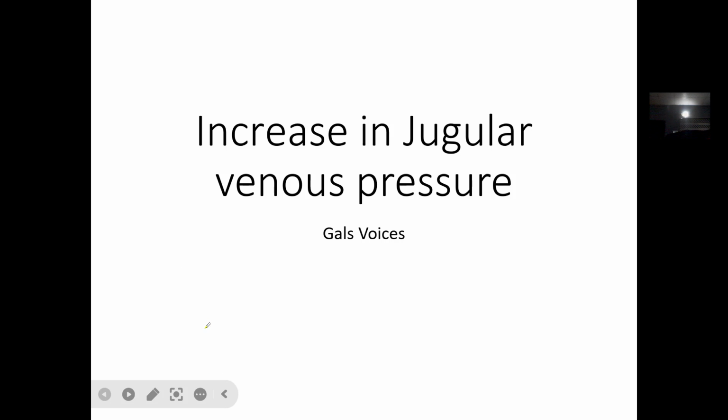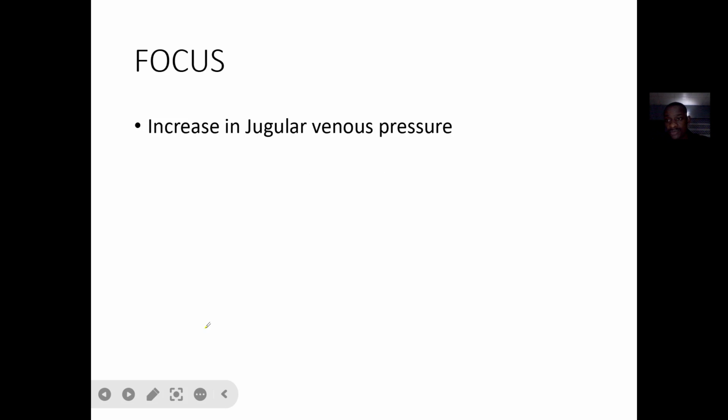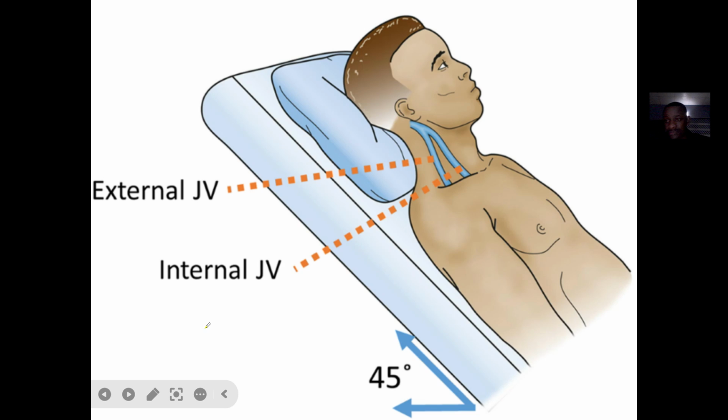We quickly have the next lecture, and this next lecture is centered around the area of trying to talk about increase in jugular venous pressure. So I've been talking about heart issues lately, and for the heart issues, we're trying to focus on things you can pick up on physical examination.